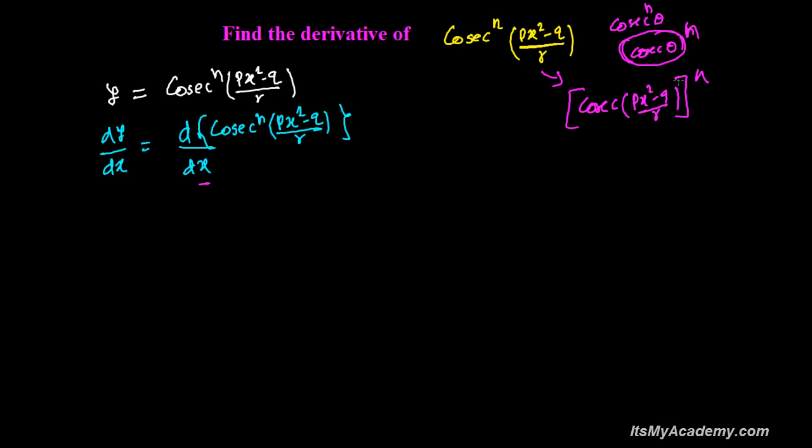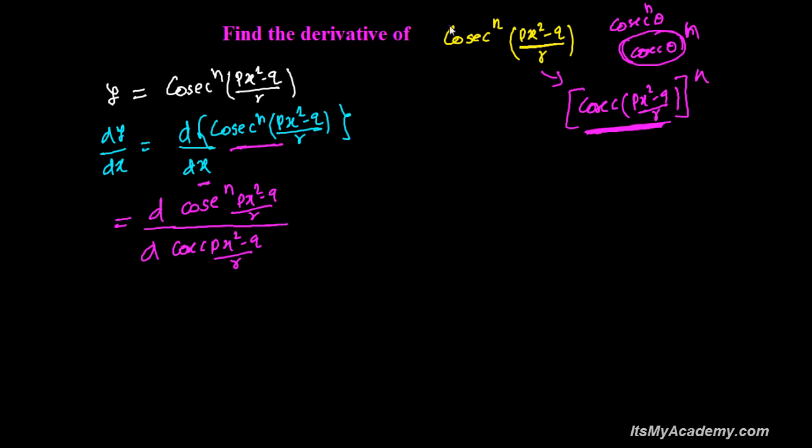So here definitely we need to use the power rule. But before that, if you want to differentiate this whole quantity, then you have to differentiate with respect to cosec((px² − q)/r), because this is the base whose power has been raised to n. The base is not going to match here, so we have to work a little. It's like the derivative of cosec^n((px² − q)/r) with respect to cosec((px² − q)/r).